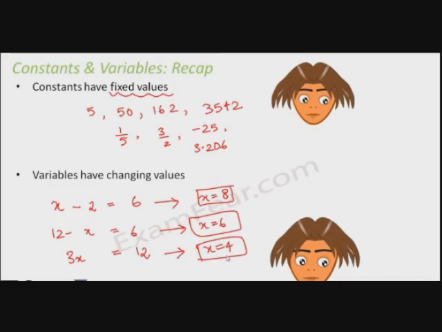So what is happening? You see that the same variable x is taking different values, 8, 6 and 4 in different equations. Similarly, the values that x is acquiring are different depending upon the situation. So x is a variable. So these are variables.